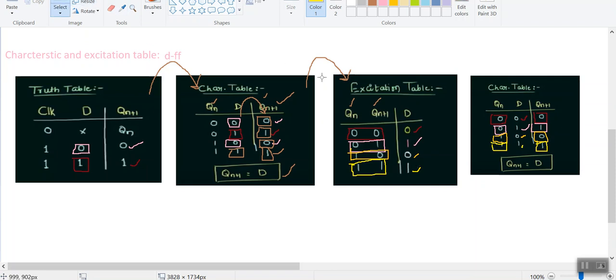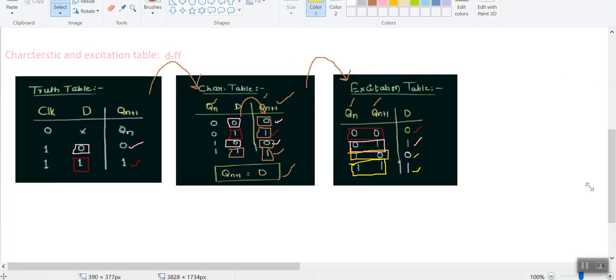Here we can understand that the characteristic table and excitation table are used for the design of counters as well as the registers concept. Here we can also get the excitation equation from this particular truth table. From this excitation table I can have my logic expression for the excitation equation, where I am getting 1 in the positions of 1 and 0, 1, 2, 3, so this is my output.